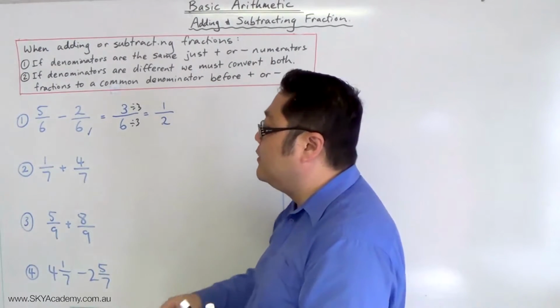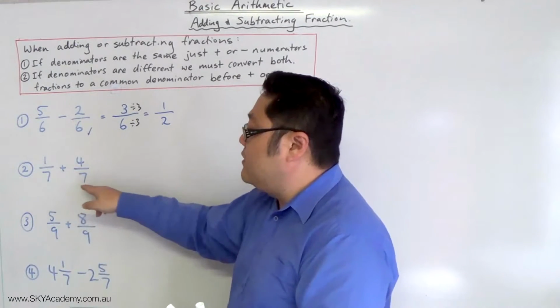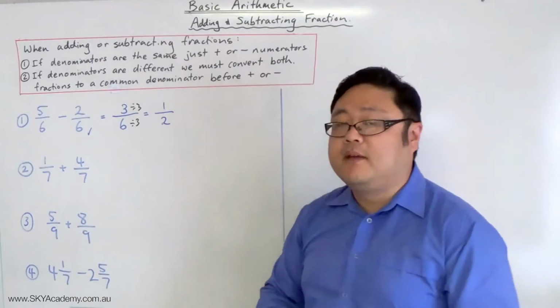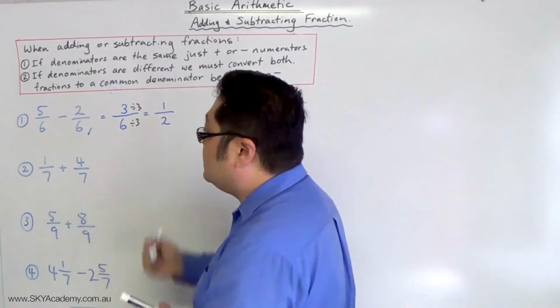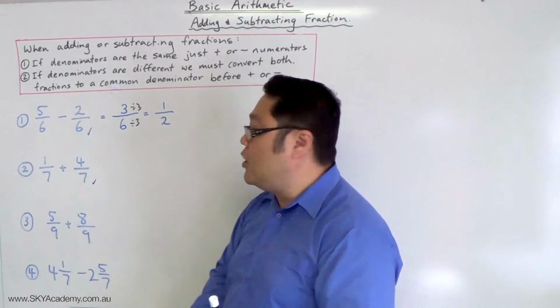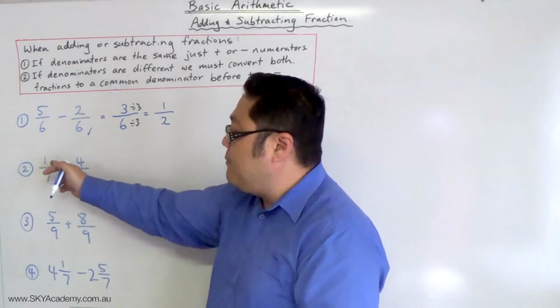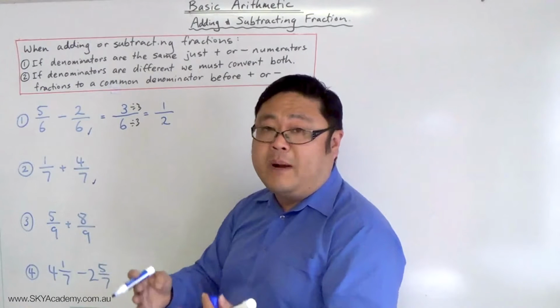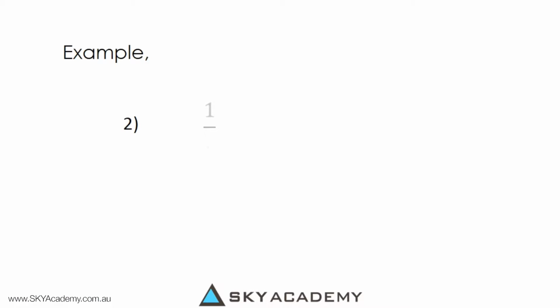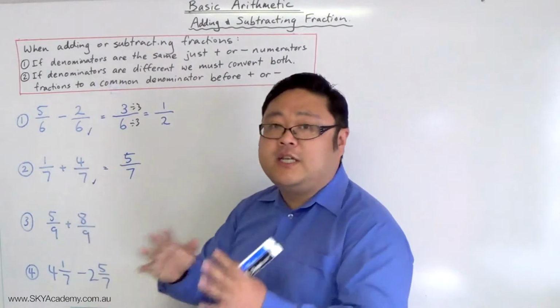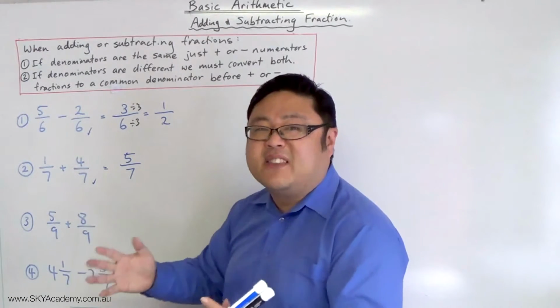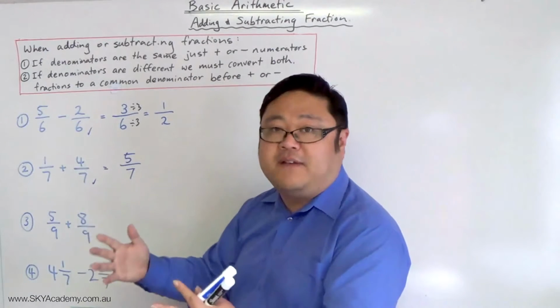Yeah? Good. The next one, 1/7 plus 4/7, are the bottoms the same? Yes, the bottoms are 7 and 7. Tick. That means we can add the tops together, alright? What's 1 pineapple plus 4 pineapples? Well, 1 plus 4 is 5 pineapples, and you do the same thing here. What's 1/7 plus 4/7? Well, it would be 5, not pineapples this time, but 5/7, okay? So the bottom number just tells you what we're adding together. We're adding sevenths together. So at the end of it, we should have 5/7.